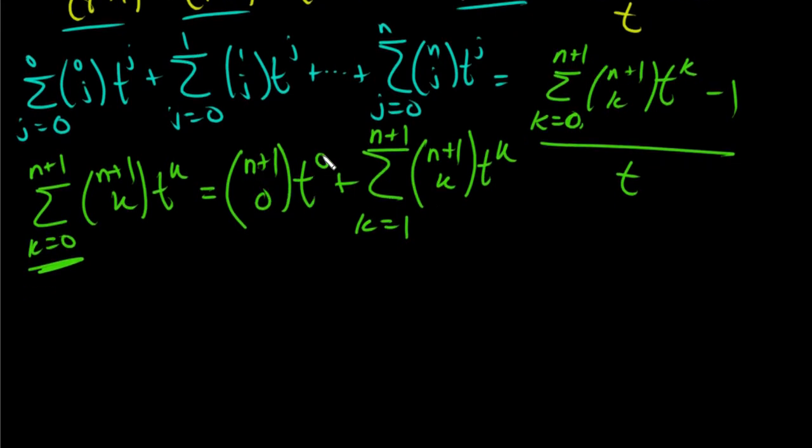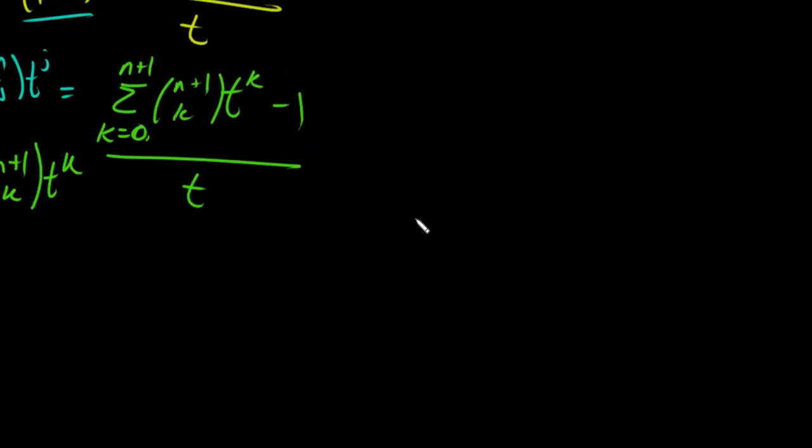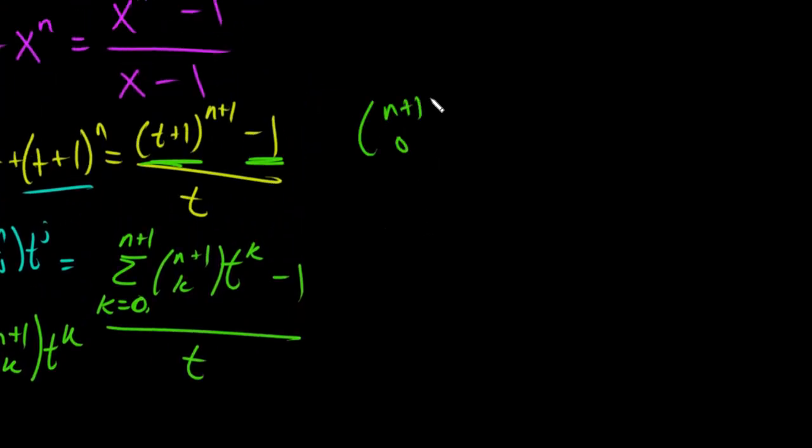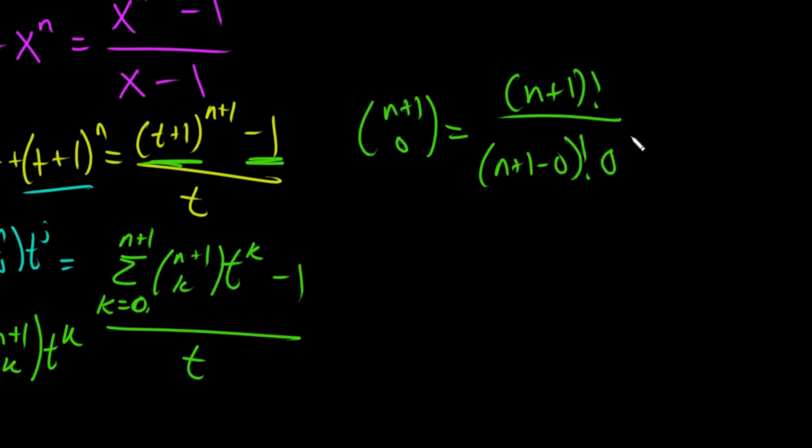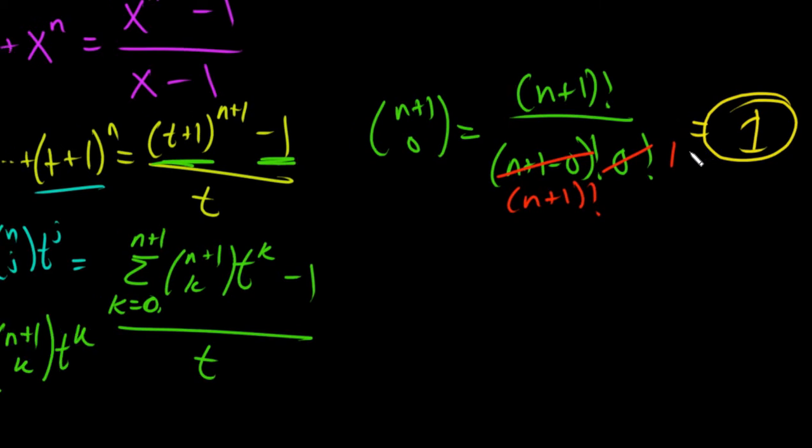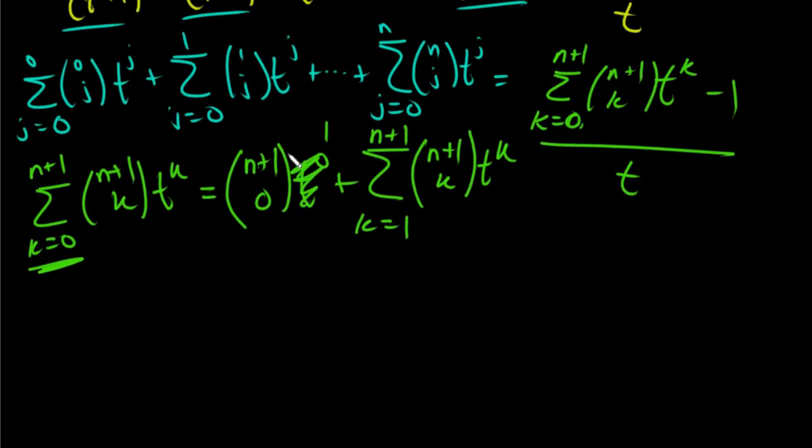Okay, well, t to the 0 is just 1. And n plus 1 choose 0, what is n plus 1 choose 0? I'm going to do this off to the side. Well, that is n plus 1 factorial over (n plus 1 minus 0) factorial times 0 factorial. Well, 0 factorial is 1. n plus 1 minus 0 factorial is n plus 1 factorial. So what you're left with is n plus 1 factorial over n plus 1 factorial, which is 1. So n plus 1 choose 0 is 1.